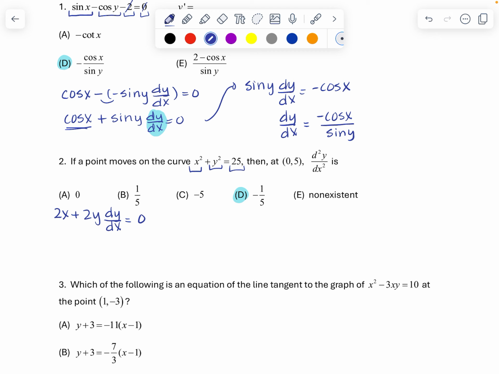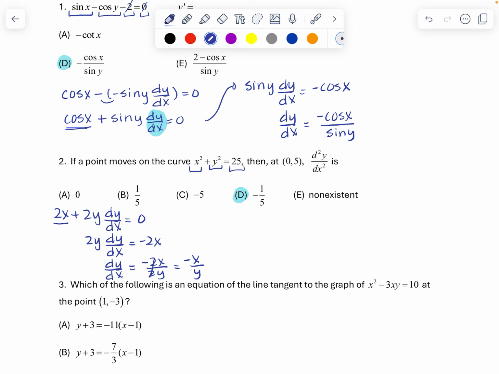Okay, solving this for dy dx, I'm going to have 2y dy dx. I'm going to subtract that 2x to the other side, giving me a negative 2x. And then if I divide both sides by 2y, I'm going to get a negative 2x over 2y. The 2's cancel out, so it's going to be a negative x over y. Okay, but that's only the first derivative.